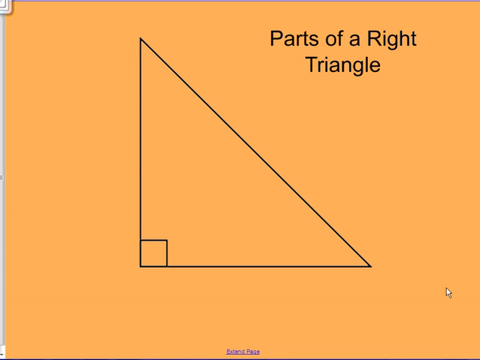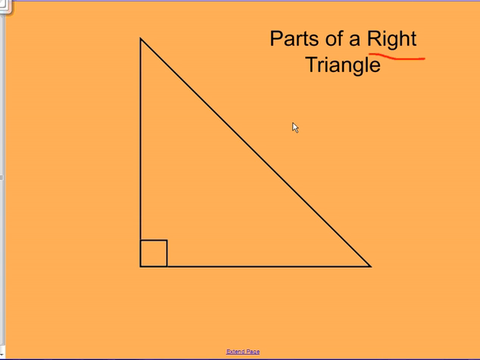Today we're going to be talking about the Pythagorean Theorem. The Pythagorean Theorem is a theorem that helps us find the lengths of sides of a right triangle. Now, this only works in a right triangle, a triangle that has a 90-degree angle.